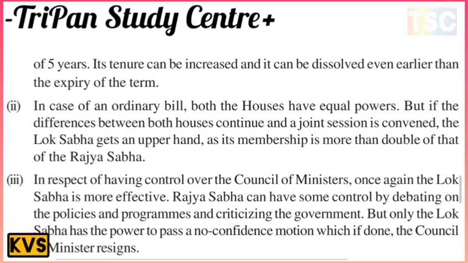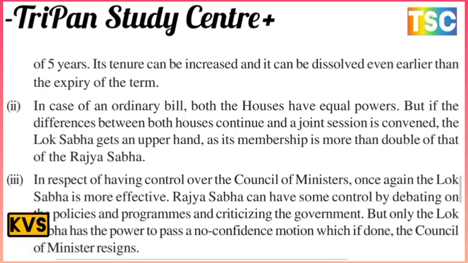And the next point here, in case of an ordinary bill, both the houses have equal powers. But if the difference between both the houses continues and a joint session is convened, the Lok Sabha gets an upper hand as its membership is more than double that of the Rajya Sabha. In respect of control over the council of ministers, once again, the Lok Sabha is more effective.